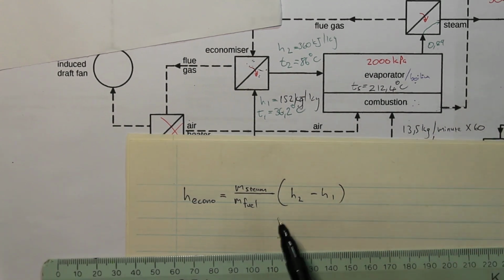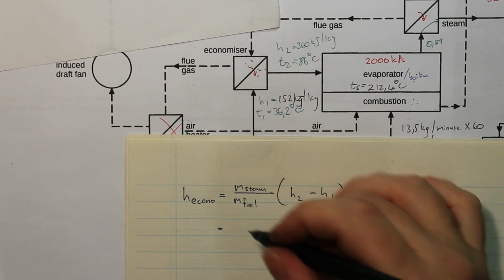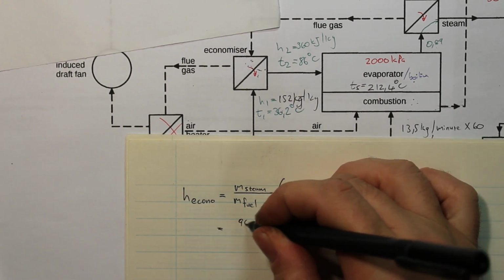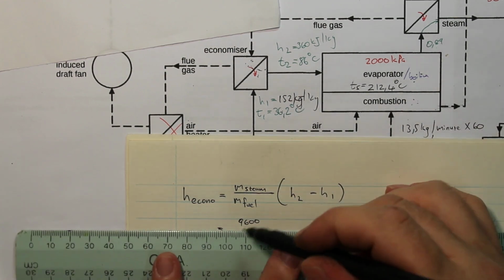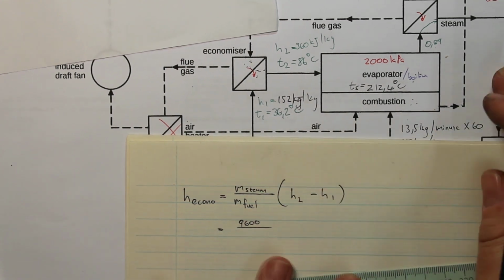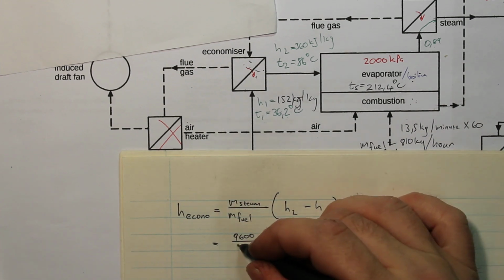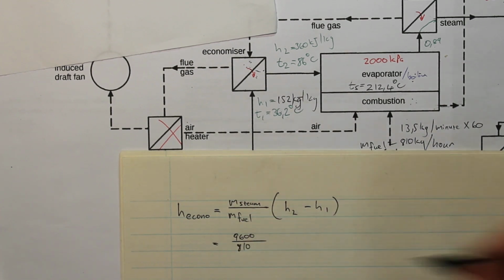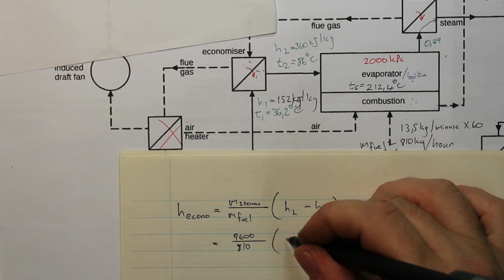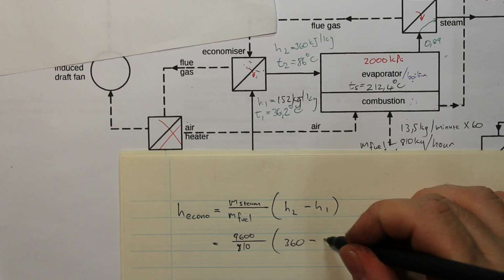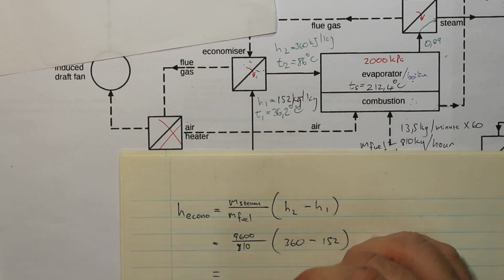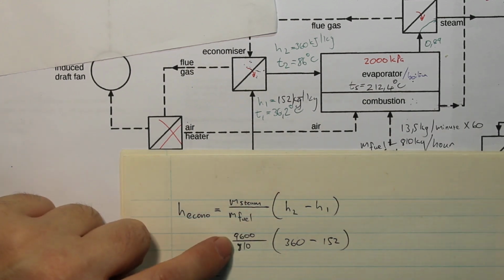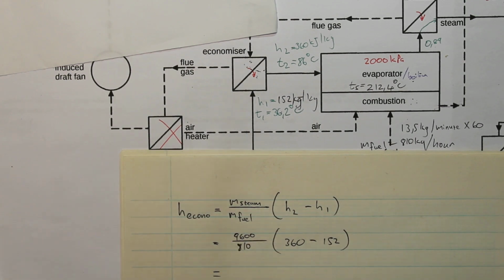So here's the formula. Firstly we write the mass of the steam, which is 9,600 kilograms of steam per hour, and how much fuel we used in that hour, which, remember, is 810 kilograms. Then we write 360 for H2 minus 152 for H1, and then we calculate that answer. Before I calculate it, I just want to show you how much steam went through for 1 kilogram of coal.